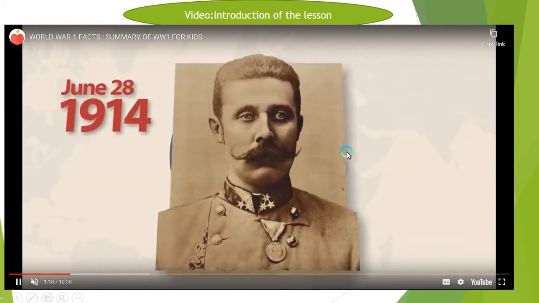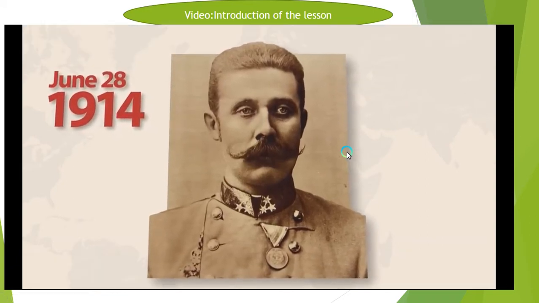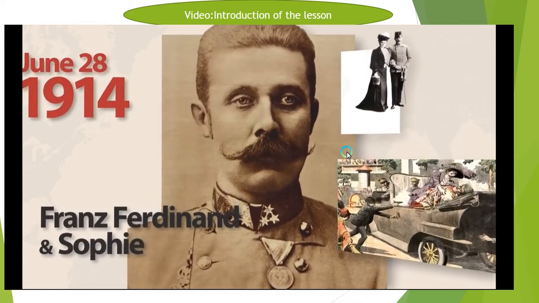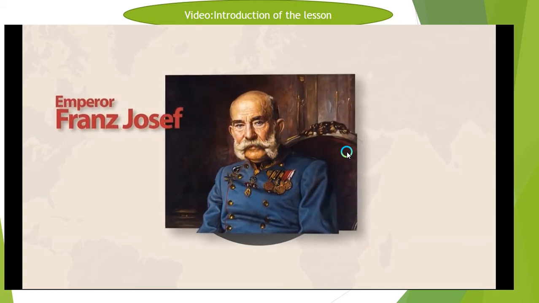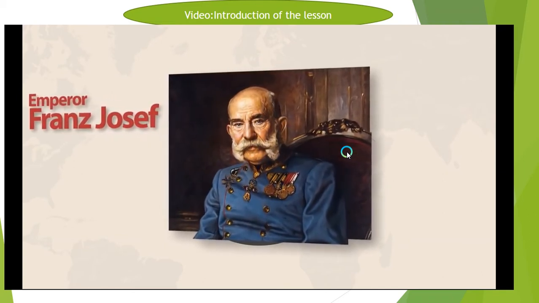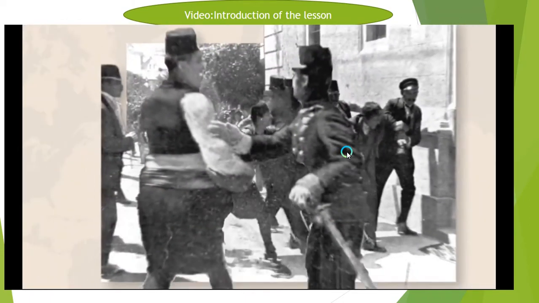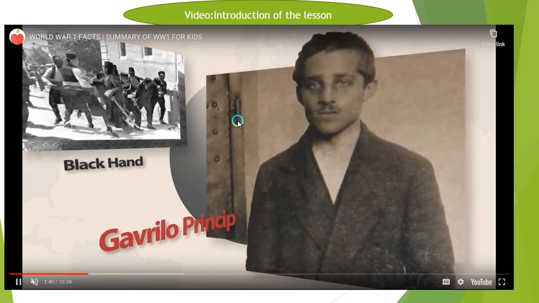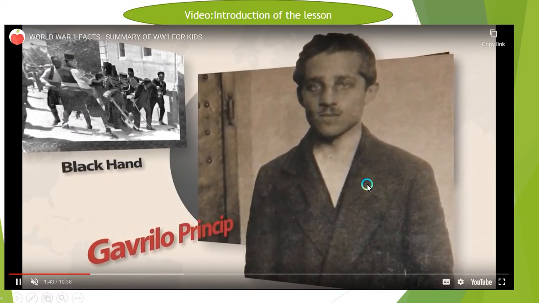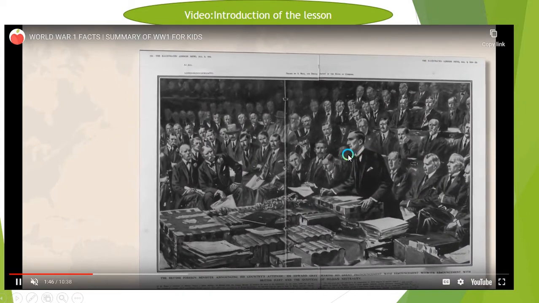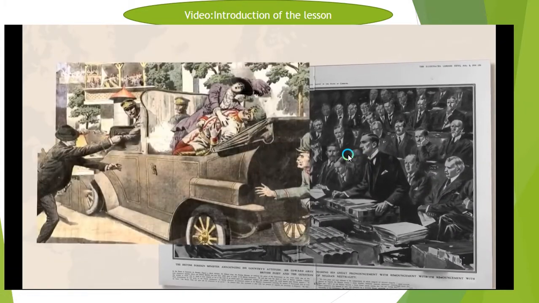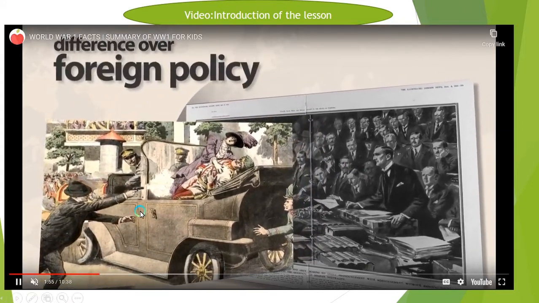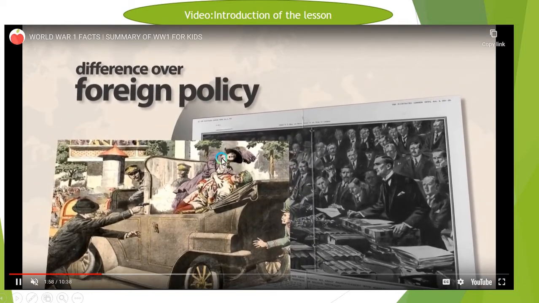All of this started on June 28, 1914, when Franz Ferdinand and Sophie were assassinated, killed by a Serbian. It was the empire of Franz Joseph. The assassin was Gavrilo Princip, one of the Black Hand, the Serbian Black Hand. At that time many things started. The economy and everything started to become a scramble. The assassination: this one is the Serbian, this one is the heir, and this one is Sophie.